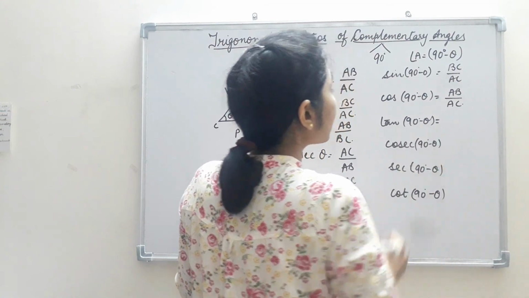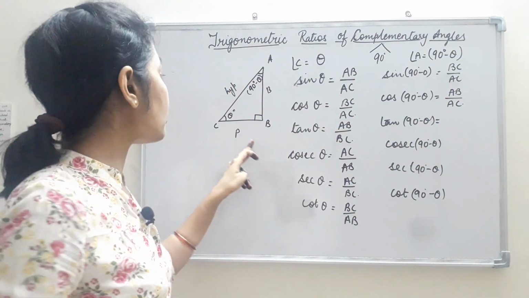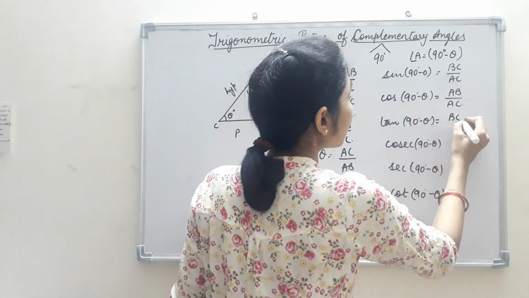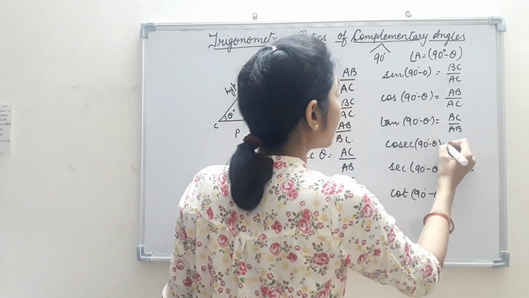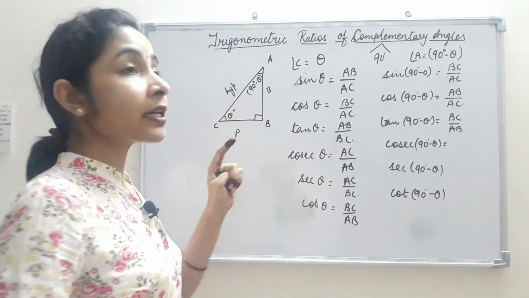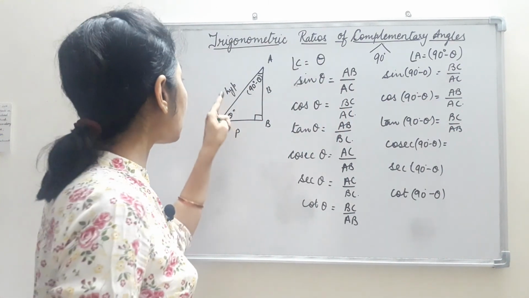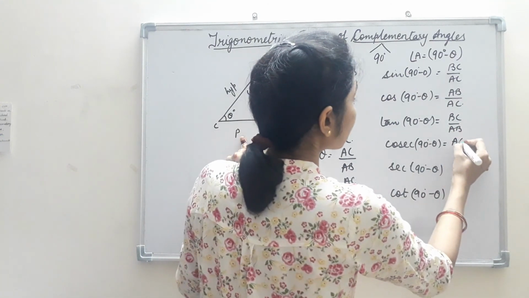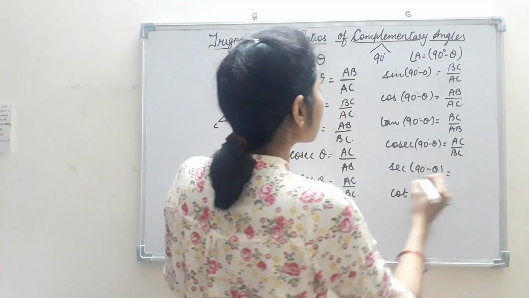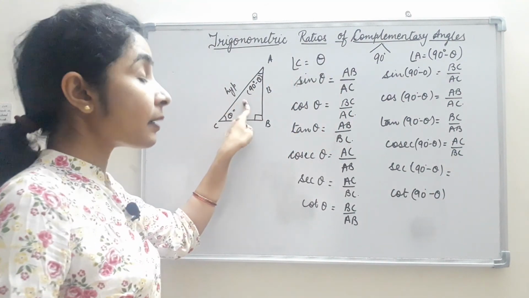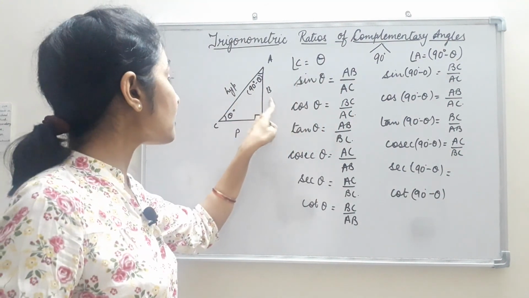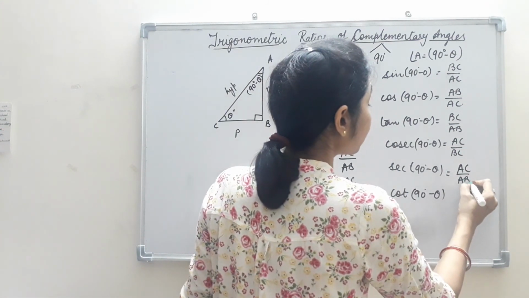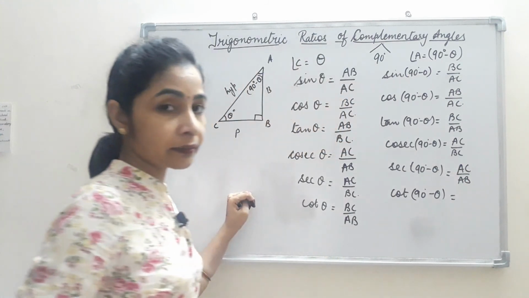Okay, tan 90 minus theta, perpendicular upon base. So the perpendicular is this and the base is this. So BC upon AB. Okay, cosec 90 minus theta is equal to hypotenuse upon perpendicular. So hypotenuse upon perpendicular gives us AC upon BC. Sec 90 minus theta is equal to hypotenuse upon base. So the base is AB, so AC upon AB.